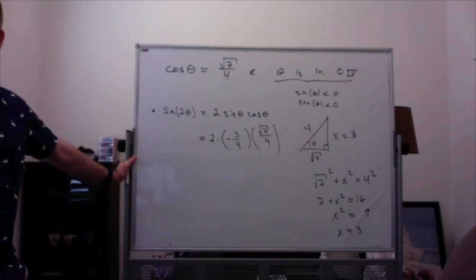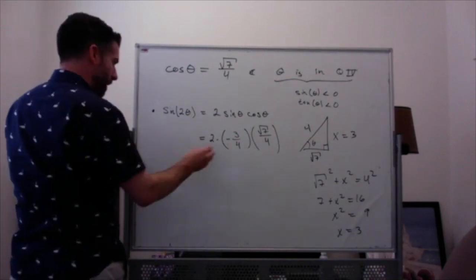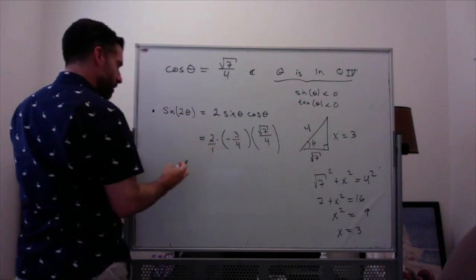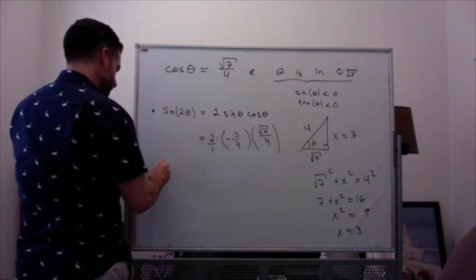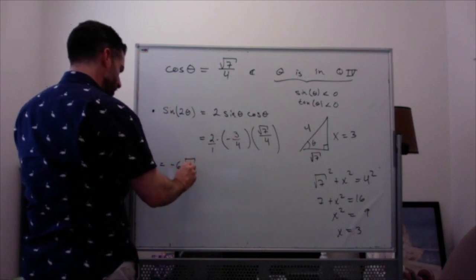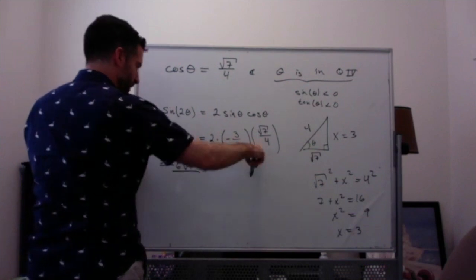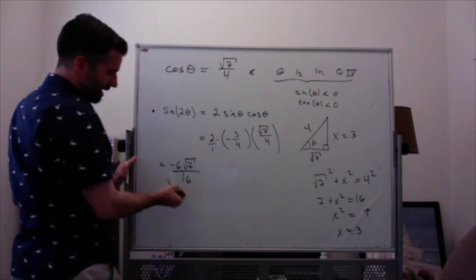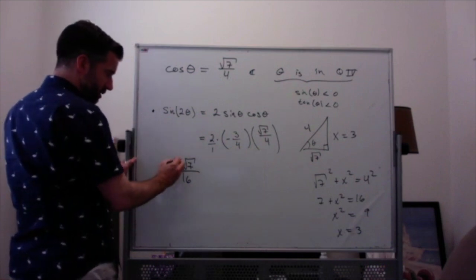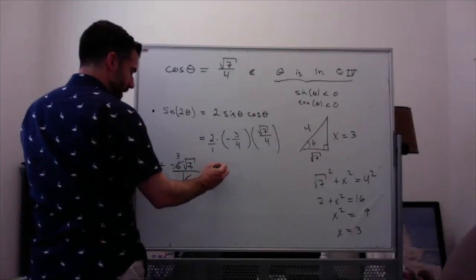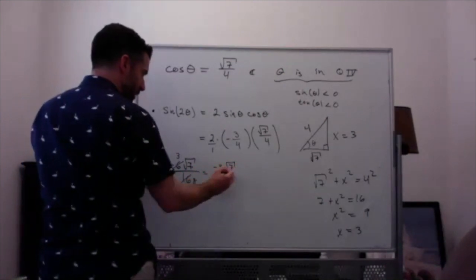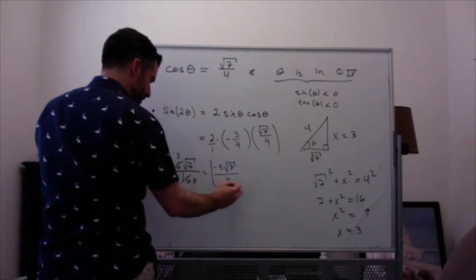And then we would multiply it out. I'm going to say this is 2 over 1. So I have 2 times negative 3 times root 7, which is negative 6 root 7, all over 1 times 4, which is 16. And then I can cancel a factor of 2. So this I can factor out of 2, and this I can factor out of 2. You get negative 3 root 7 all over 8.